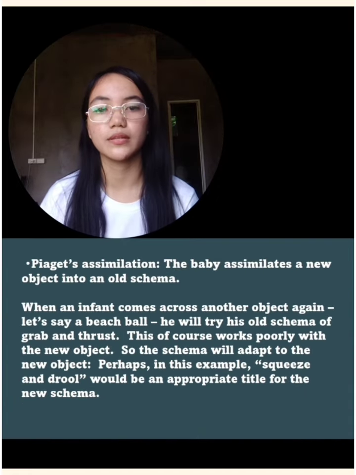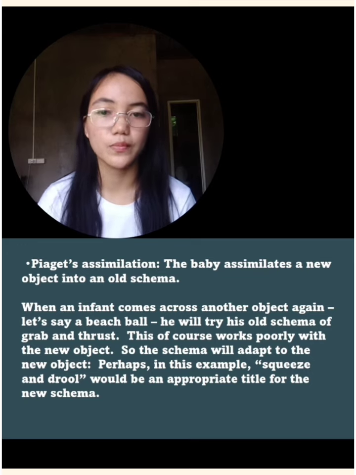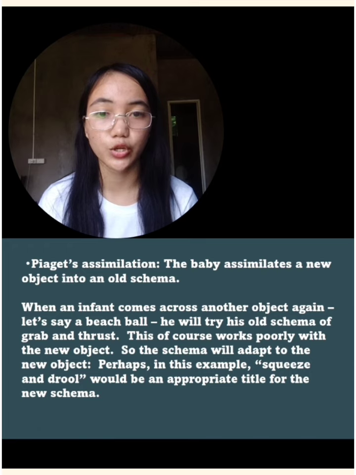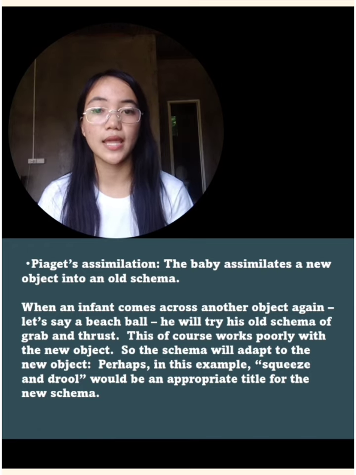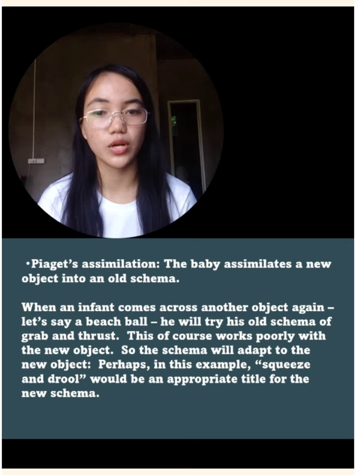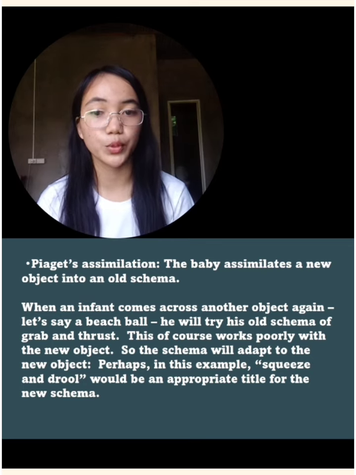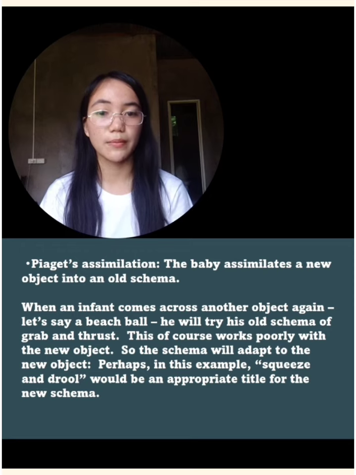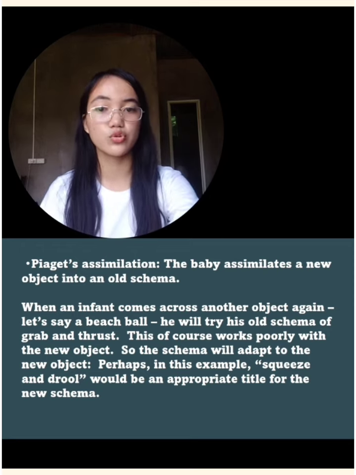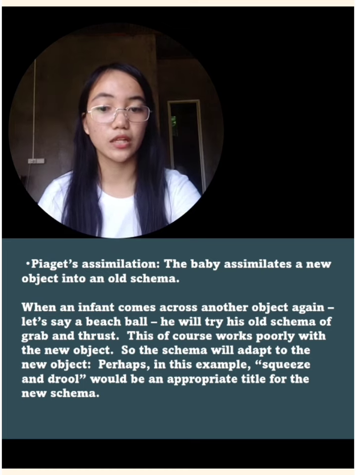Piaget's assimilation: the baby assimilates a new object into an old schema. When an infant comes across another object, let's say a beach ball, he will try his old schema of grab and thrust. This, of course, works poorly with the new object, so the schema will adapt to the new object. Perhaps, in this example, squeeze and roll would be an appropriate title for a new schema.